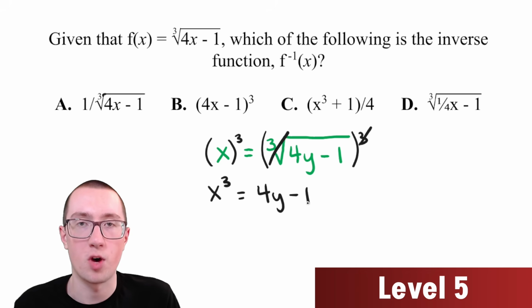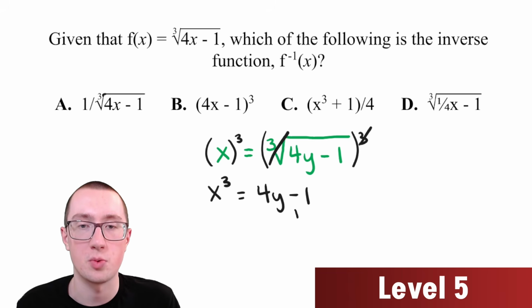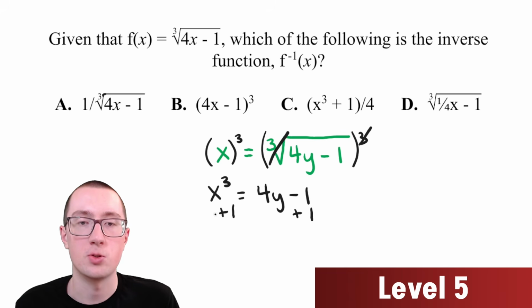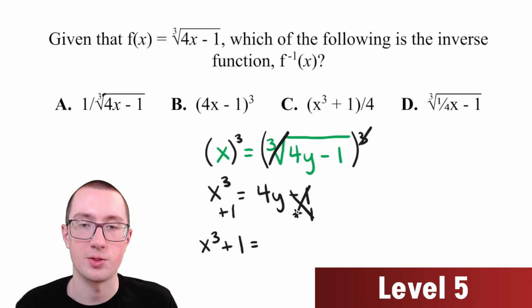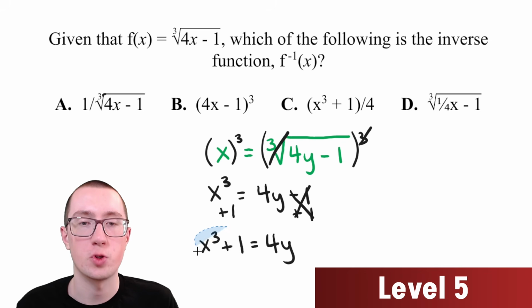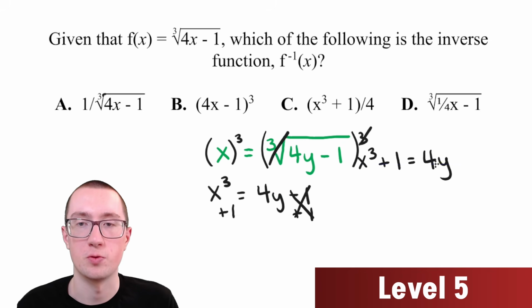Now let's continue to get y by itself. I usually get rid of addition and subtraction first, so I'm going to add 1 to both sides. These are not like terms, so this is just going to stay as x cubed plus 1. And on the right side, these are going to cancel out, and we just have 4y. Now, because we're running out of room, I'm going to go ahead and take this and move it up here.